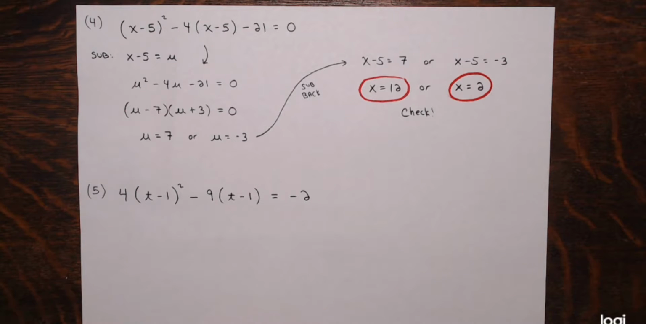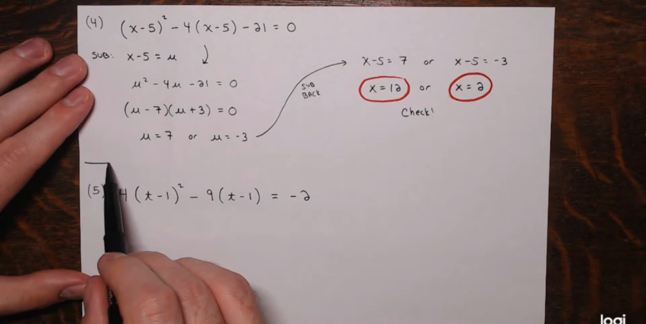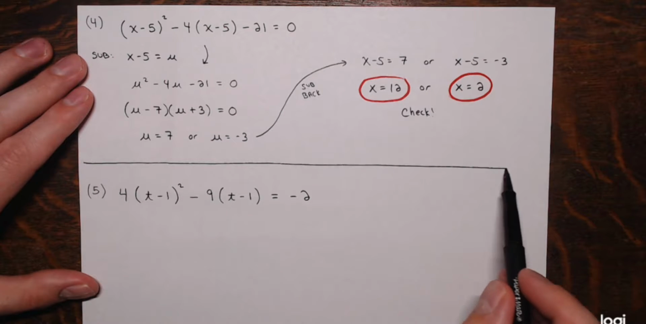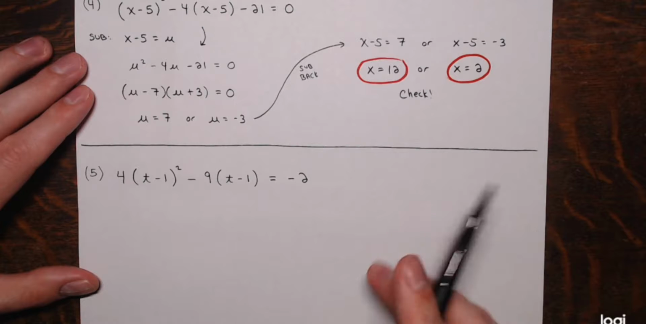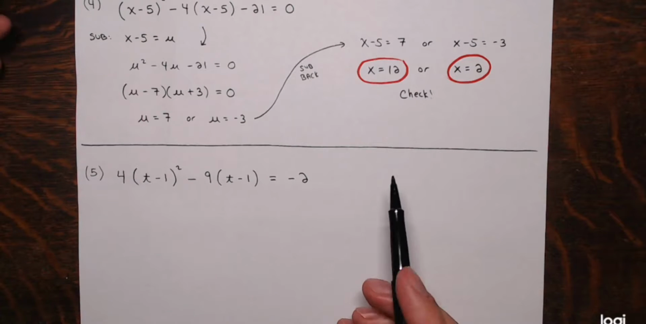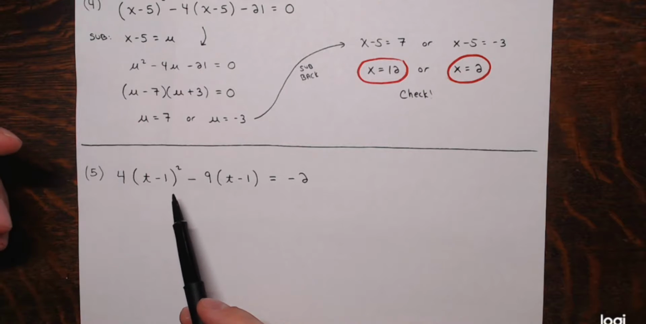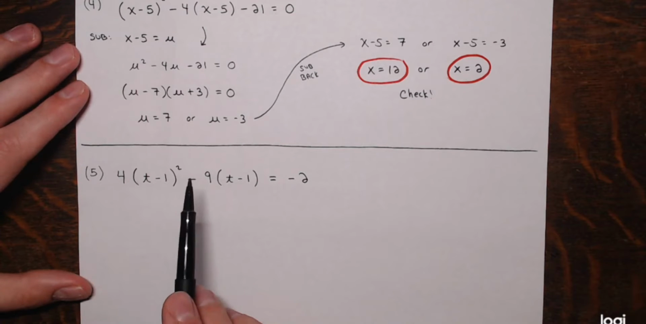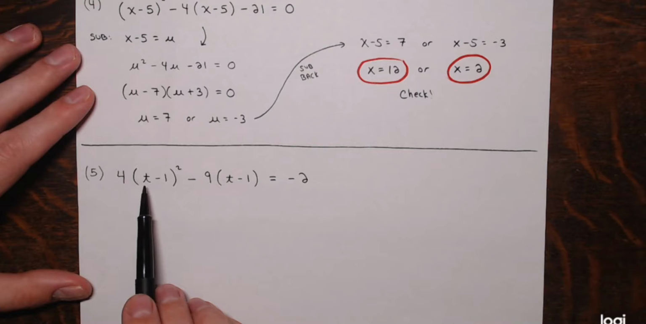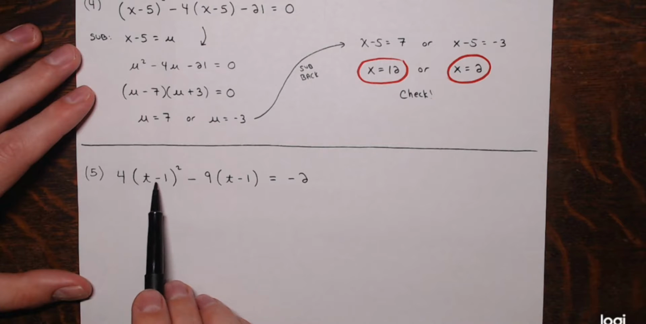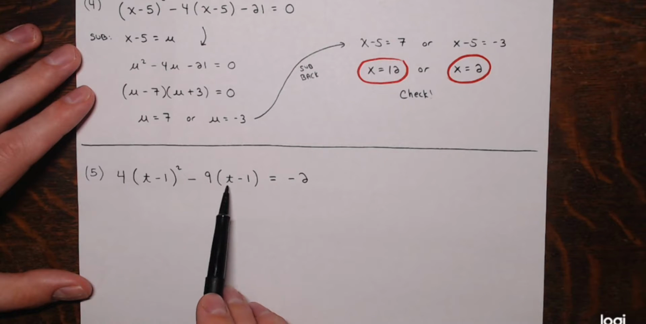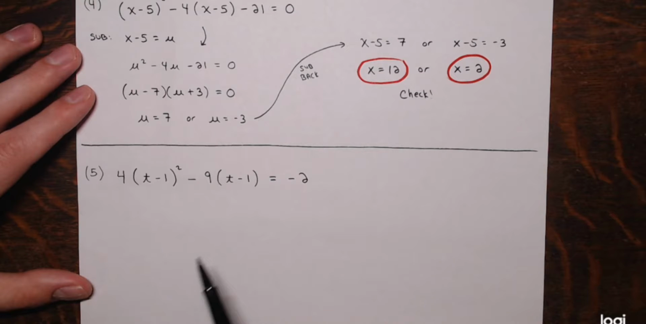Excellent. I got just one more like this. Now it's not in the form that I want, where everything's on one side and zero on the other, but hopefully you can see that this will be quadratic in form. I got a term with t minus 1 squared, and then the next term has t minus 1 to the first, and then you have some constant term.